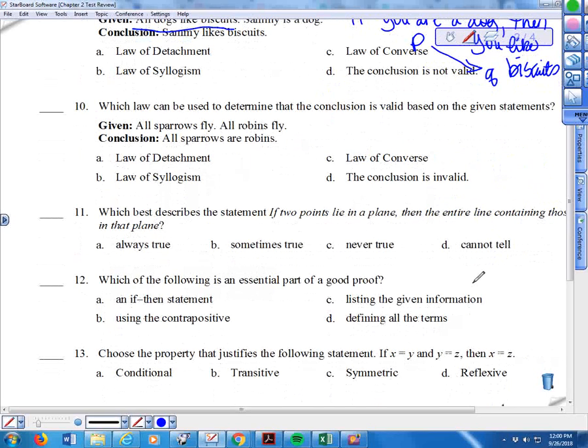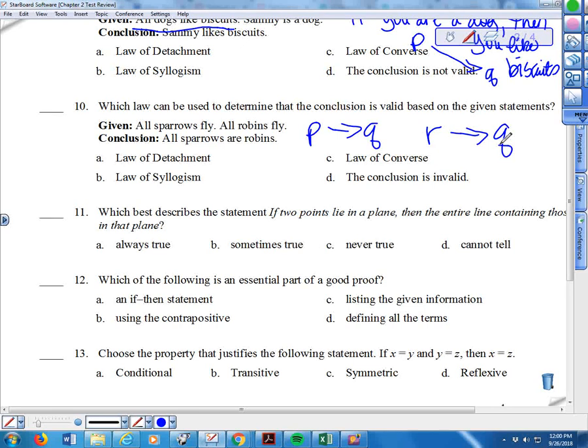All sparrows fly. Well, how could I rewrite that statement as an if-then? No, just the all sparrows fly. I want to rewrite that as an if-then statement. If you are a sparrow, then you can fly. Okay? So I've got a P then Q statement. If you are a sparrow, then you can fly. How about this one? If you are a robin, then you can fly. And so then they conclude that all sparrows are robins.